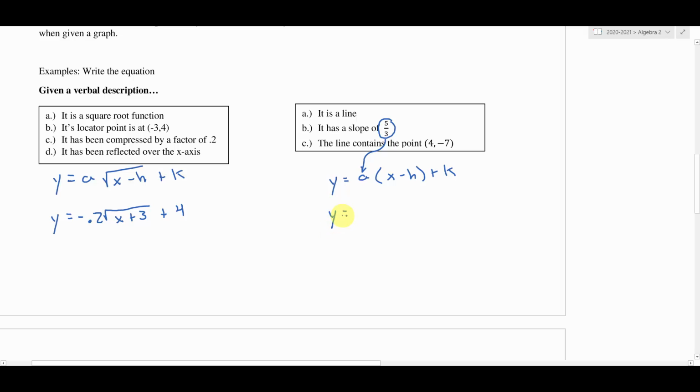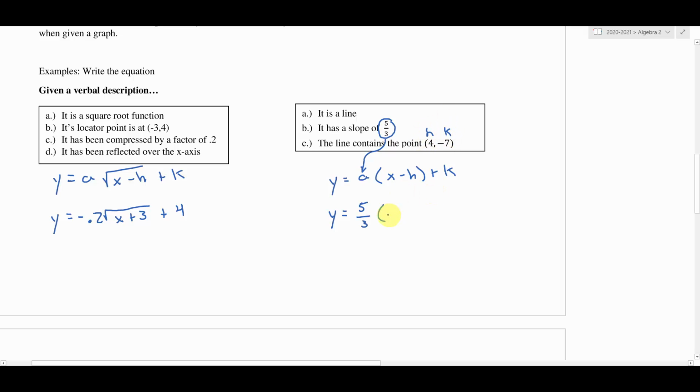So I'm going to say y equals, and I'll put a 5/3 in for A, and then it tells me that it contains the point 4, negative 7. Now it doesn't say that this is a locator point, but it doesn't matter because if you remember the lessons from the line, we can pick any point on the line as a locator point. So we can use this as our h and k values.